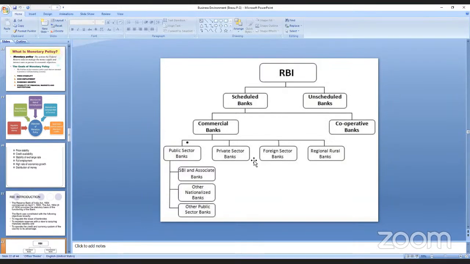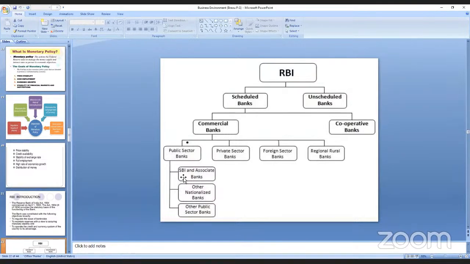So here there are public sector banks, private sector banks, foreign banks, and rural banks, that is RRBs. All of these banks come under the commercial banks. These banks work under the RBI, that is, scheduled banks. They make scheduled banks in a systematic way where they give loans, lend, and accept money deposits.